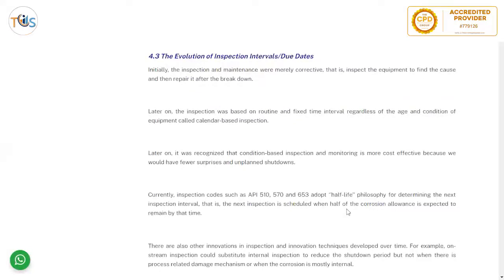Evolution of inspection intervals over the decades. Initially, inspection and maintenance were merely corrective, that is, inspect the equipment to find the cause and then repair it after the breakdown. Later on, inspection was based on routine and fixed time intervals regardless of the age and condition of equipment, called calendar-based inspection. Like you take your car for a full service or an oil change every 6 months or 1 year.